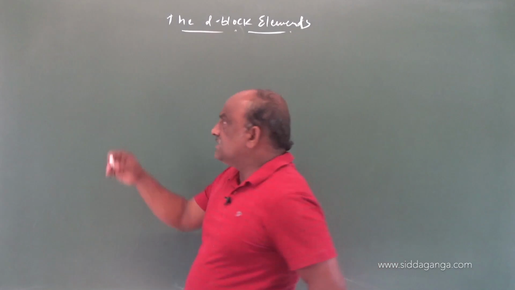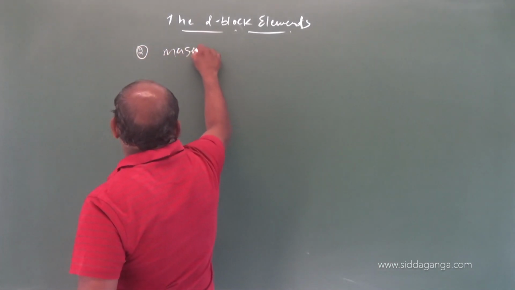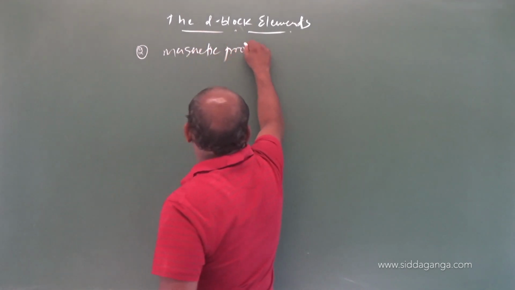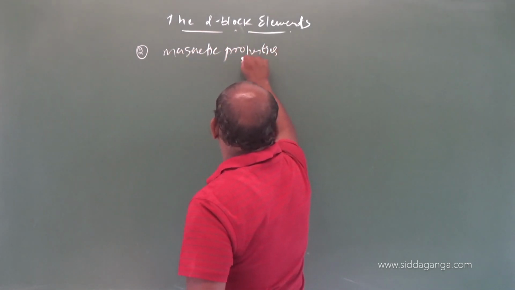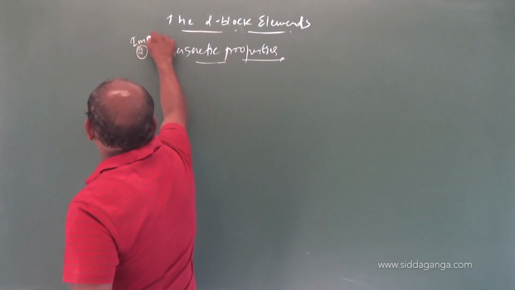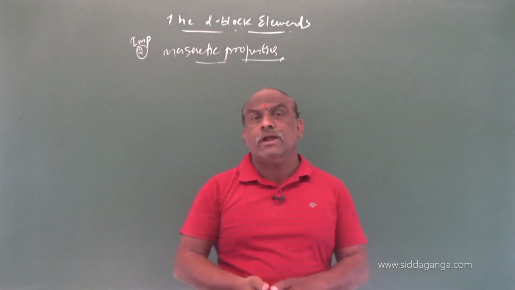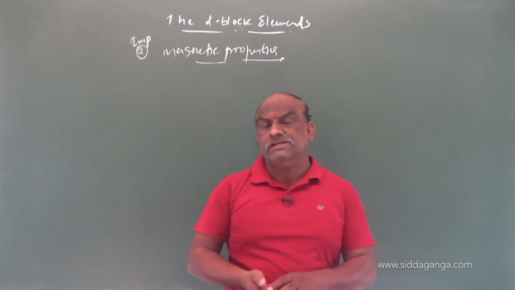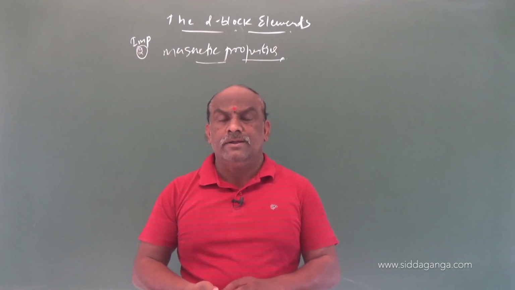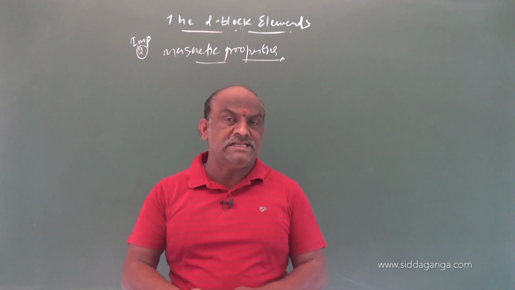After completion of variable oxidation states, the second property is the magnetic property. Very important magnetic property. We expect one question from this. This is a little bit numerical oriented. One mathematical formula is there to calculate the magnetic property of d block elements or transition elements.